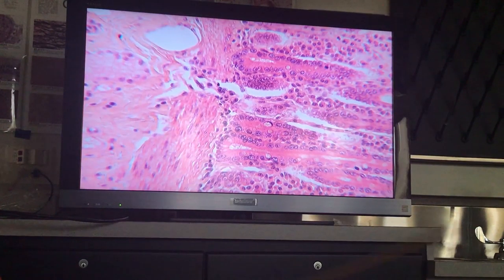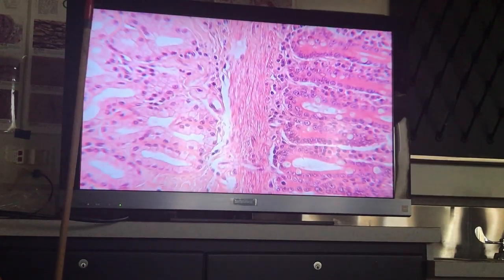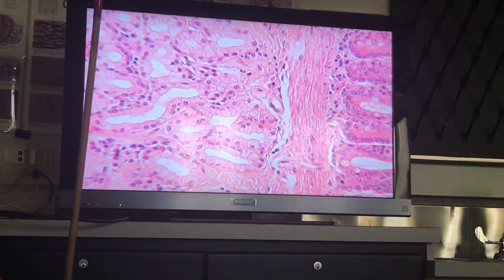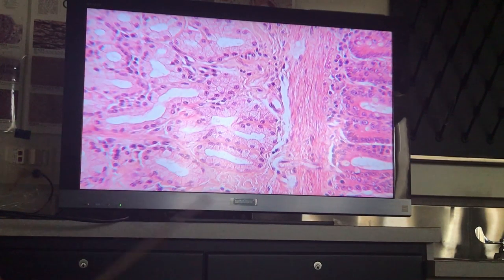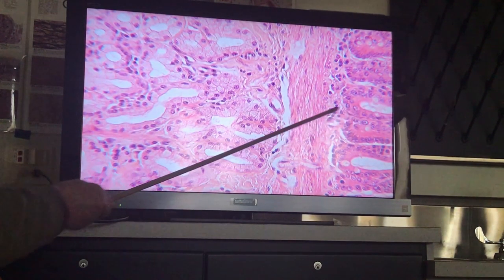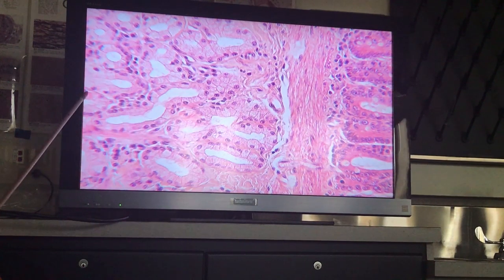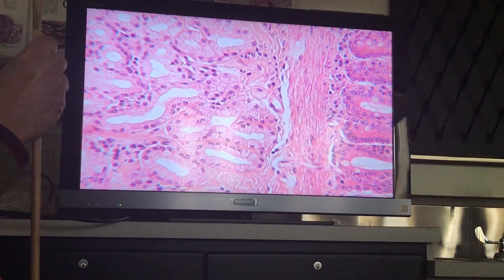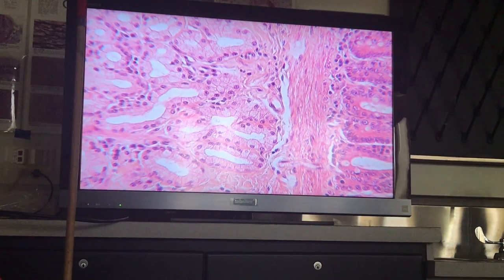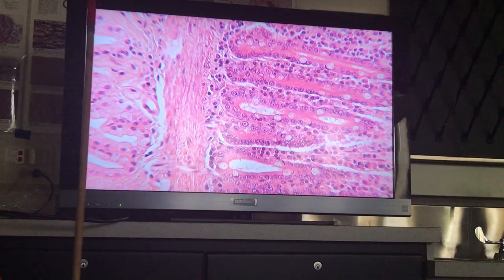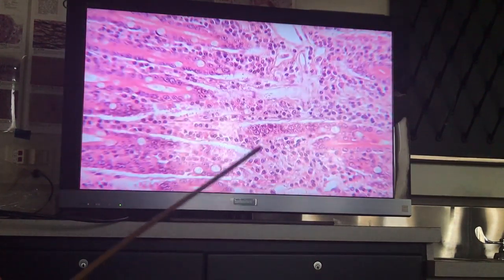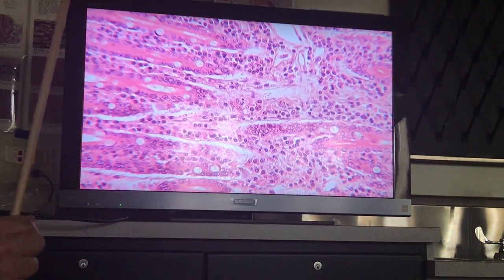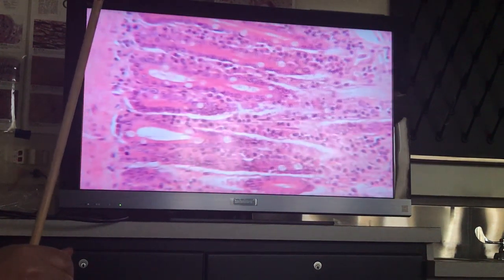Here's the muscularis mucosa. In this case, it's pretty prominent. That's not always so. And beneath that, these are Brunner's glands. Okay? Mucosa, muscularis mucosa. This down here is the submucosal connective tissue. And those are Brunner's glands. The submucosal connective tissue is pretty much loose irregular, right?